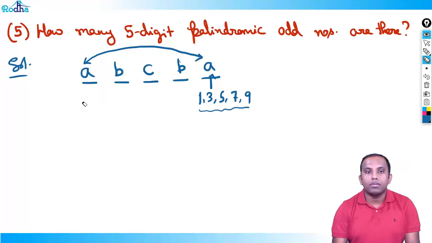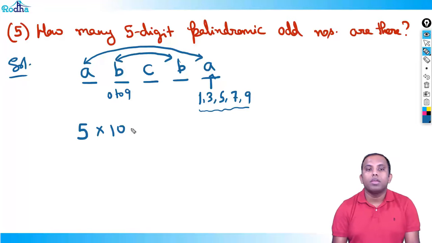Okay, let me write it here. A has 5 options. B can be anything from 0 to 9, so B will have 10 options. And if the second place is fixed, automatically the fourth is also fixed, right? Because both are same. So A, B, C, B, A. Now for C, how many options here? For C, again 0 to 9. So again for C, we have 10 options. 5 into 10 into 10. How much? It is 500.